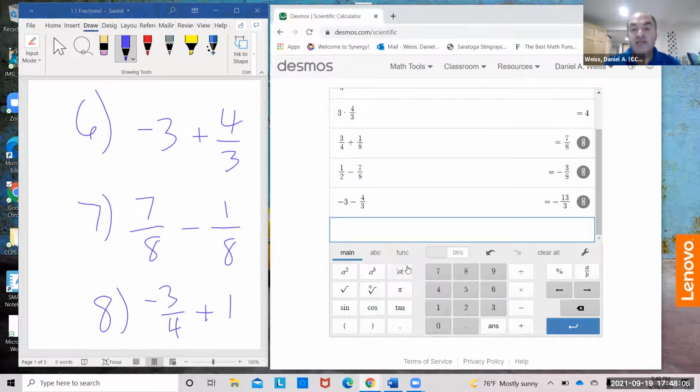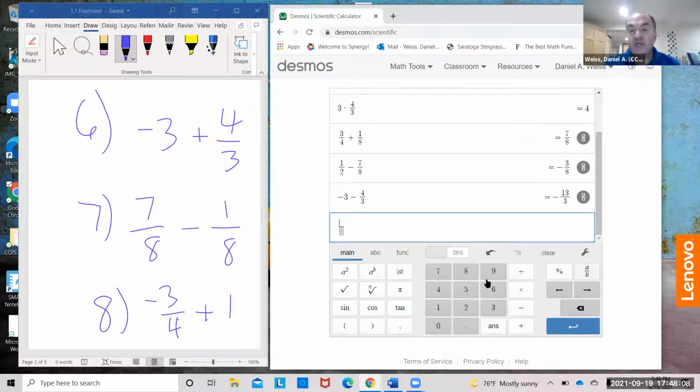Next one, 7/8, fraction, a over b. It's 7. Go to the bottom, put 8. Don't forget to click to the right. Minus fraction. 1 on top. Go to the bottom. 8. Okay, 0.75. Click on the fraction. 3/4. Now, by the way, 7/8 minus 1/8 is 6/8, right? So what Desmos is doing for you is reducing automatically. 6/8 equals 3/4. So you don't have to worry about reducing, it reduces for you. Woohoo!